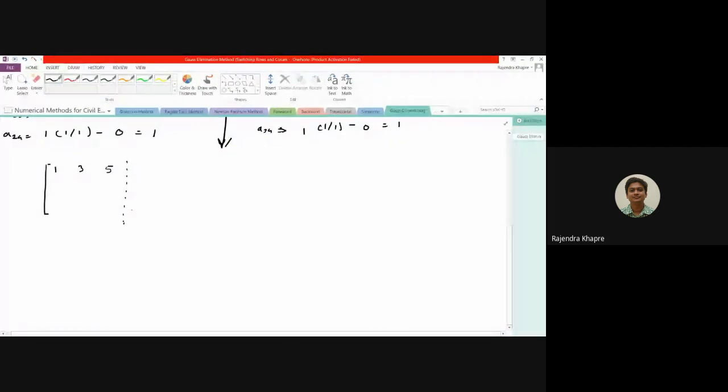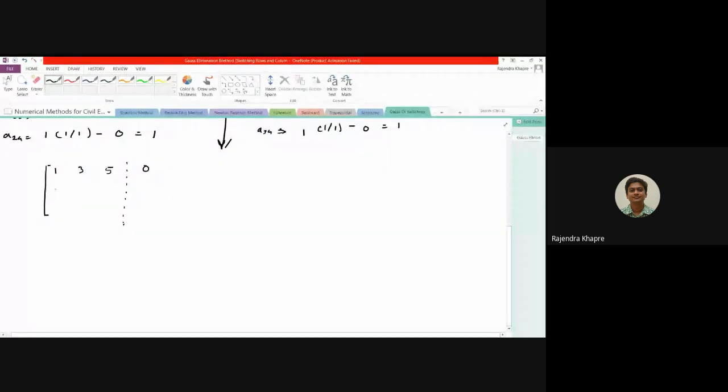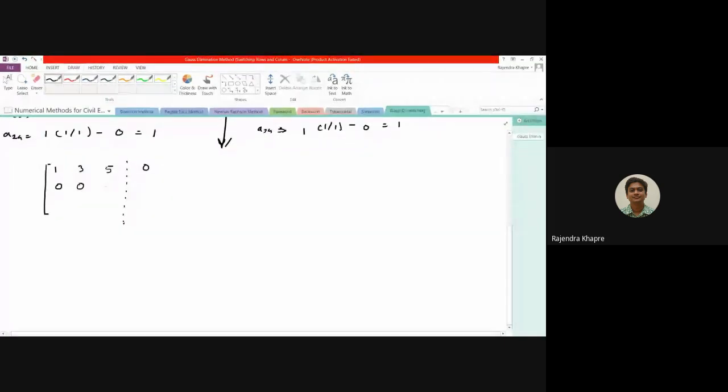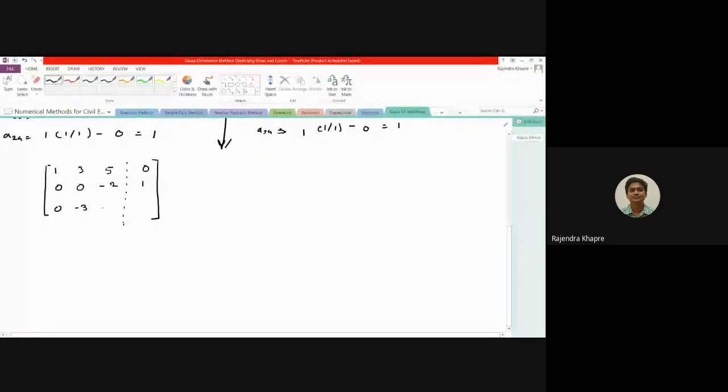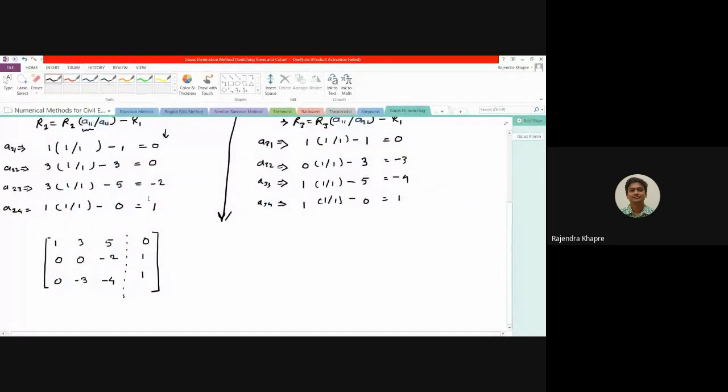We have an augmentation line over here, and at the end you will end up with something like 0, 0, -2, and 1. Correct? And lastly you will have something like 0, -3, -4, and 1. So you can see these are the second row values, 0, 0, -2, 1, and these are the row 3 values, 0, -3, -4, and 1.